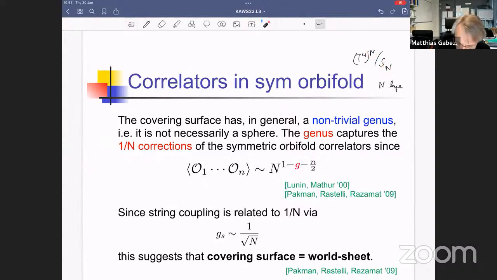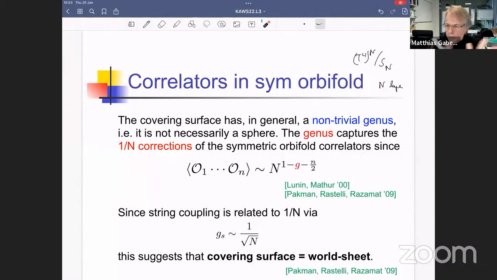And therefore, this looks as though this genus should be identified with the genus of the corresponding worldsheet contribution, because the worldsheets contribute with g_string to the 2g. So the worldsheet of higher genus would reproduce exactly this n dependence if the genus of the worldsheet can be identified with the genus of this fictitious covering surface that has just appeared.